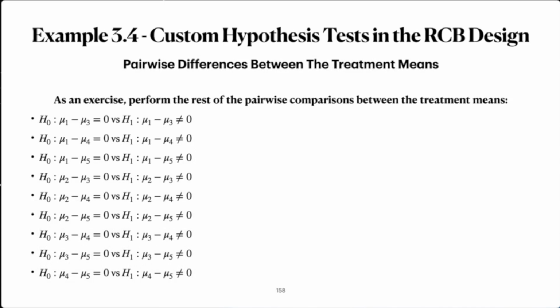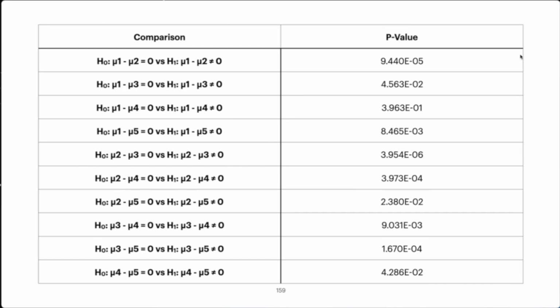Now, as an exercise, what I'd like for you to do is to perform the rest of the pairwise comparisons between the treatment means. So there will be 9 left. All right, and so if you go ahead and run through these as practice, you'll find that you get these results here. So these are the p-values that I've obtained for each of the tests. And you don't have to calculate the p-values. You can just, if you would like, use the test statistic and critical point method.